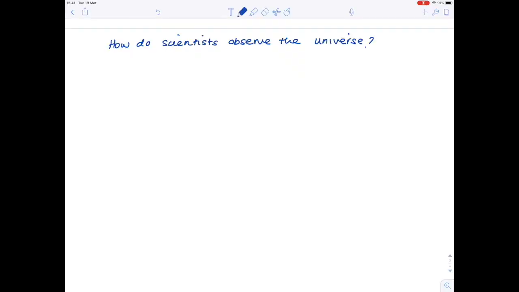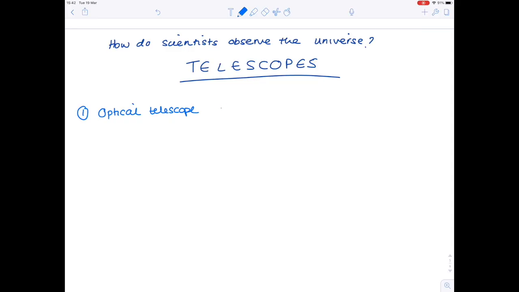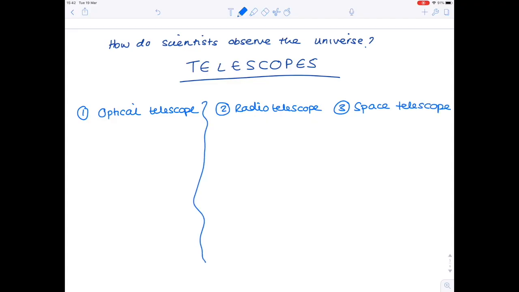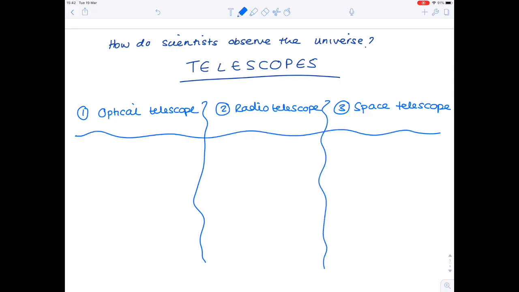So how do scientists observe the universe? Well, that's through use of telescopes. We've already pointed out all the issues with using our naked eye. Honestly, really, with our eyes, we can't really see anything. So what are the 3 types of telescope you need to know about? Well, firstly, it's optical telescopes. The second is the radio telescope. And the third one is the space telescope. So let's have a look at each of these.